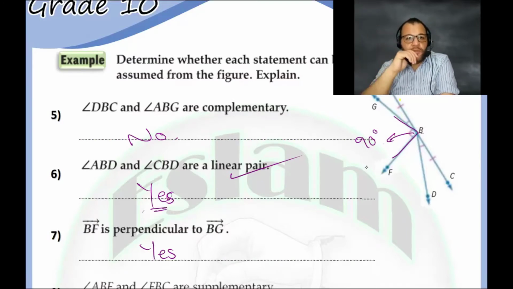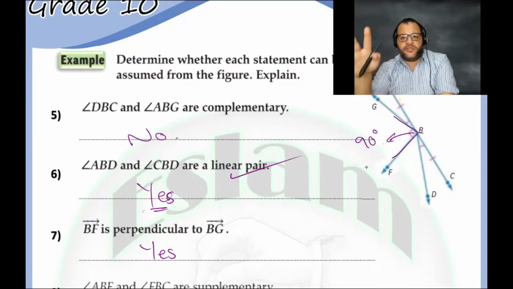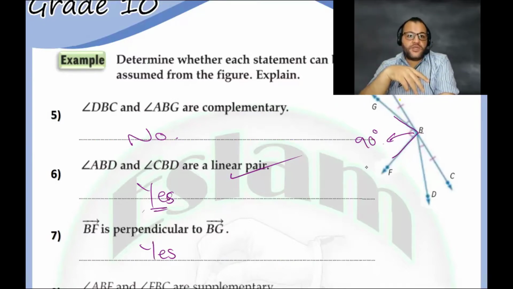What is the meaning of complementary? It means two angles whose sum is 90. What is the meaning of supplementary? Their sum is equal to 180. What is the meaning of linear pair? It means they are adjacent.